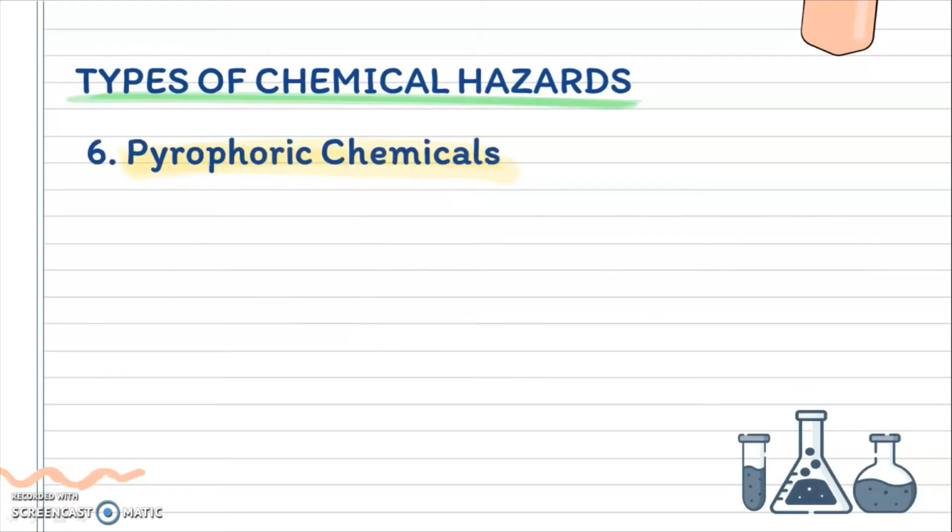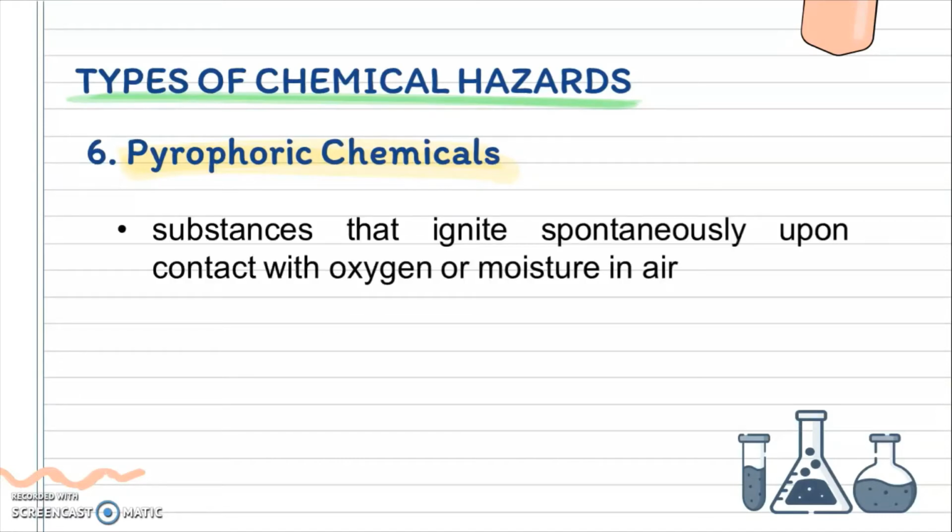The next type of chemical hazard is pyrophoric chemicals, which are substances that ignite spontaneously upon contact with oxygen or moisture in air. These chemicals need extra care and they usually need a separate building kung saan hindi sila magkakaroon ng contact with oxygen or moisture dahil pwede siyang masunog. An example is triethyl aluminum that is used for the production of plastics.